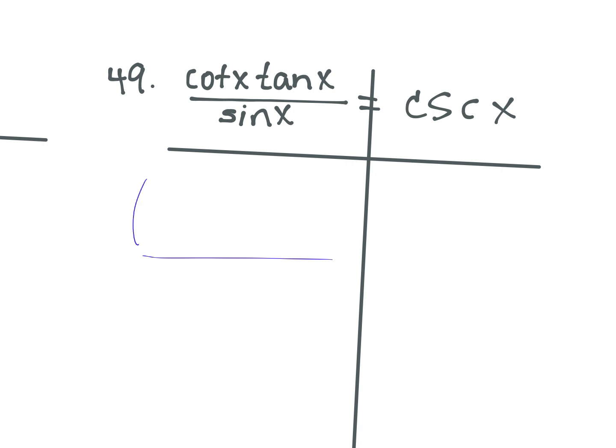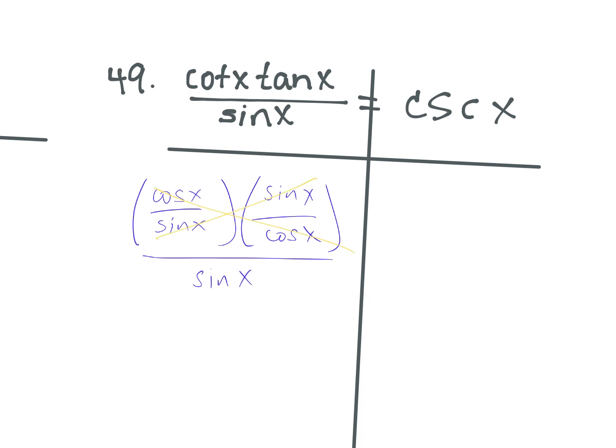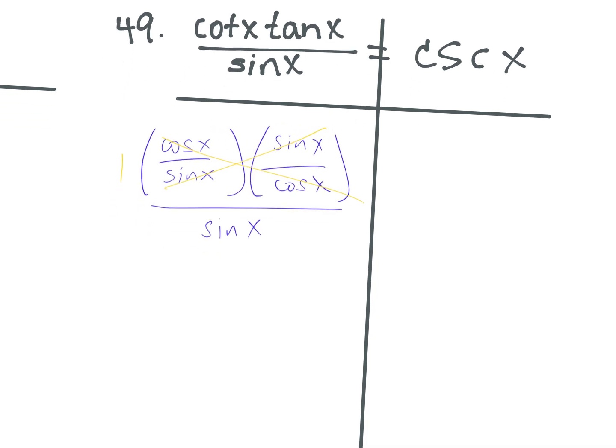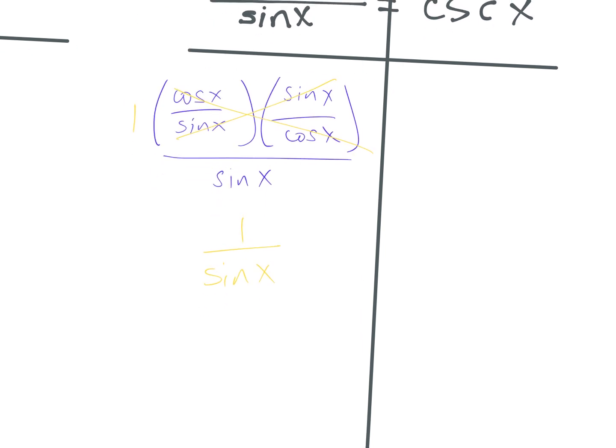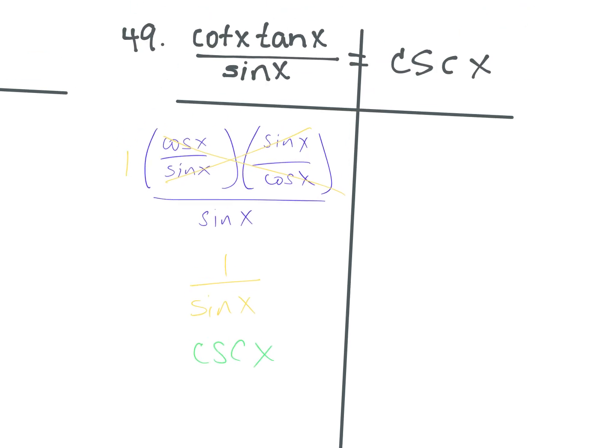Cotangent is the same as cosine over what? Sine, okay. Tangent is the same as sine over cosine, right? And then I can just leave my sine x on the bottom here. What do you notice about the numerator? The sines cancel and the cosines cancel, leaving you with what number? 1. So this is 1 over the sine of x. What's another way I could rewrite 1 over the sine of x? Cosecant x, which is exactly what we were trying to get to.